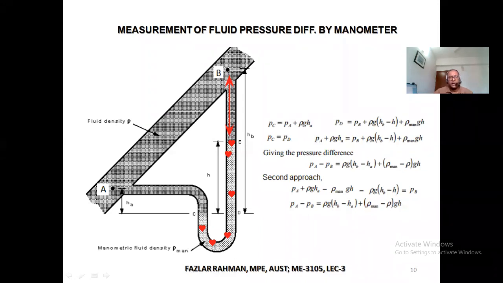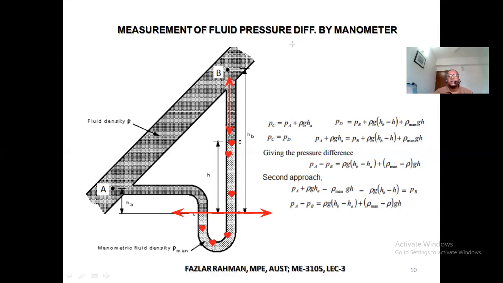Now, you have two options. You see point C and D are in the same fluid and the same vertical plane, right? So if I choose C and D as my common points, then you figure out the pressure at point C and figure out the pressure at point D. Then we say PC equal to PD. Then you can figure out the difference of pressure.